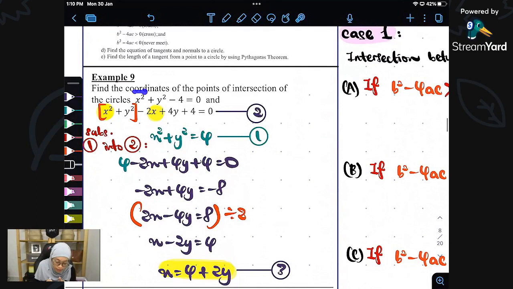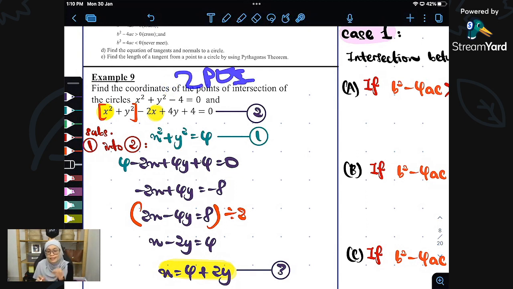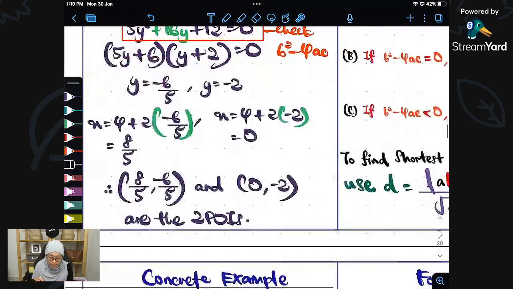Lagipun dalam soalan ni dia kata coordinates. Okay, ada S dekat situ, coordinates. So it should give you a hint lah. Patutnya dia bagi kamu hint bahawa macam bagi hint kat kita supaya kita tahu oh dia ada 2 points. You know, so this is kind of smart questions.